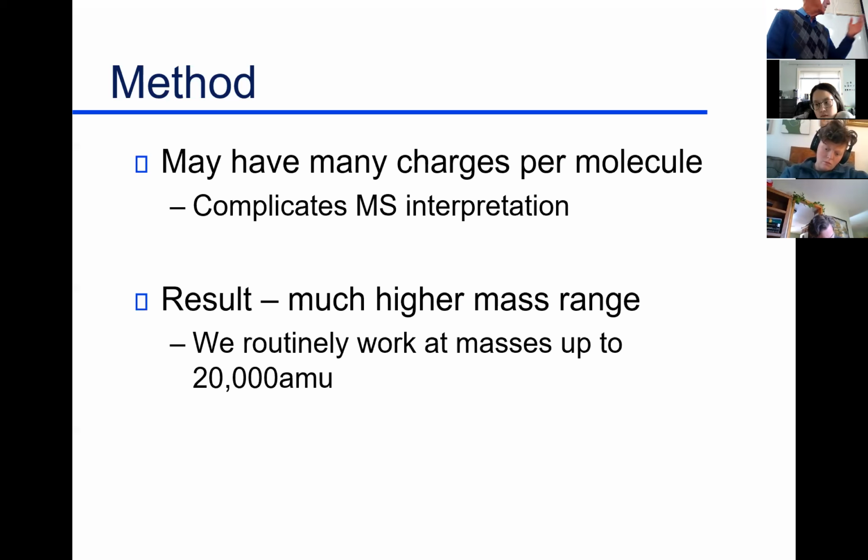And again, thanks to the blessing of computers, the computer can sort out, oh, this is a one-charge fragment. Oh, that's the same fragment with two charges, the same fragment with three charges, and it adds them all together to give you one turn.